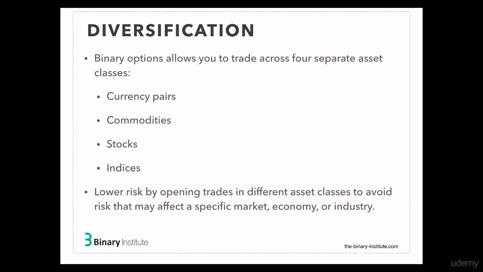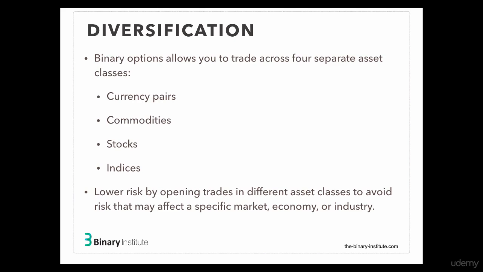Now, another important money management strategy that we can employ is diversification, which helps us understand what we could trade on the platform. Now, one of the biggest benefits of being a binary options trader is that you can trade across 4 asset classes, which means you can trade currency pairs, commodities, stocks, or indices, or a combination of all of those. Now, depending on the type of trader you are, you may have more expertise or interest in a particular asset class, and that's perfectly fine.